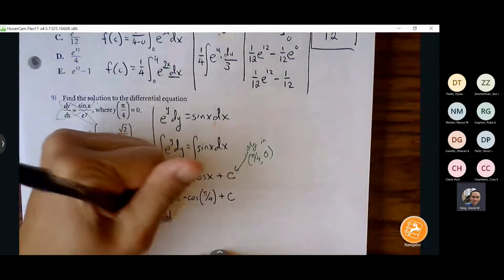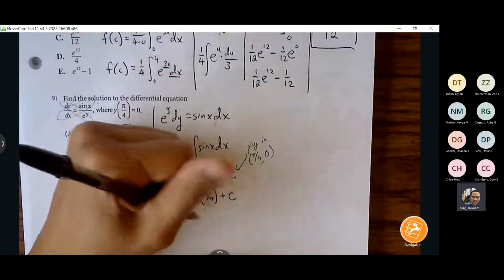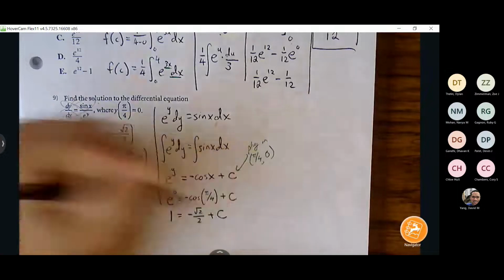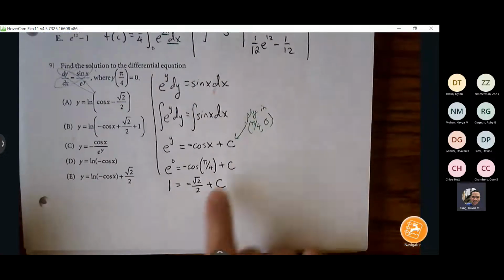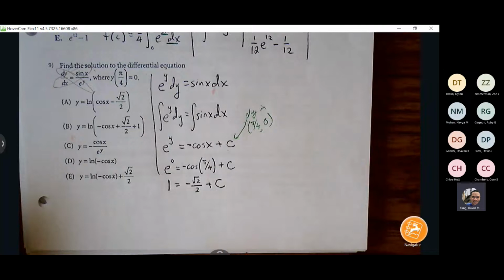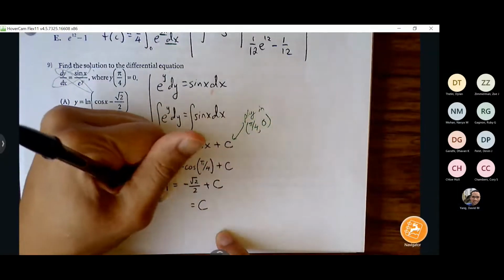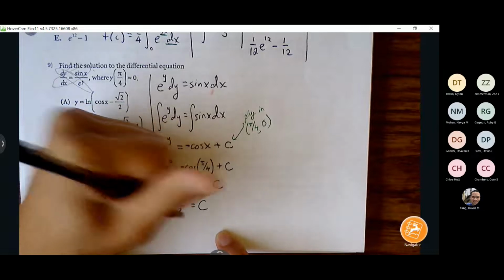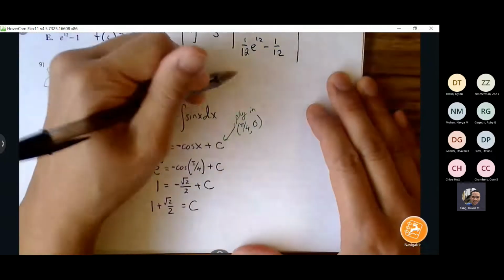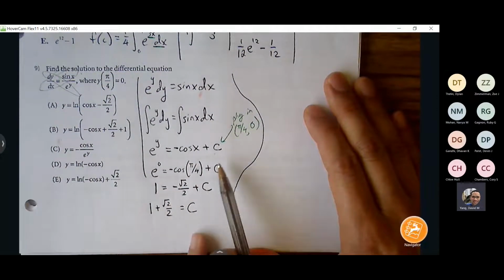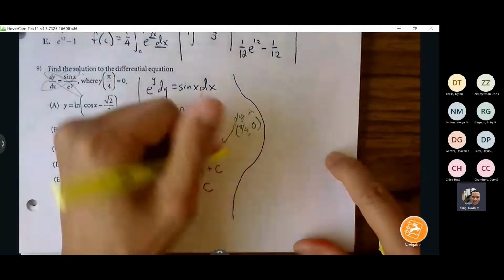E to the 0 is 1. Cosine of pi over 4 is negative root 2 over 2. Solve for C. 1 plus root 2 over 2. All right, so it's a messy C value, but I'm going to take this and insert it into where I started making my substitution.